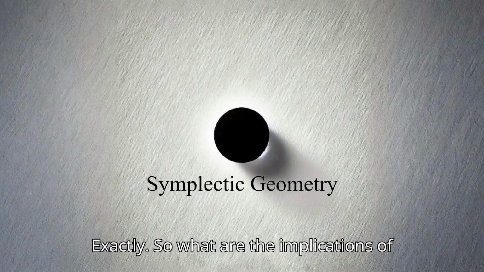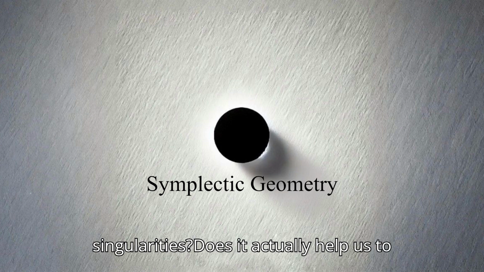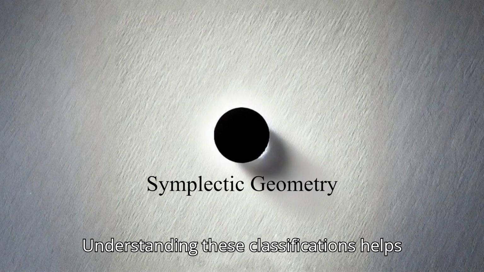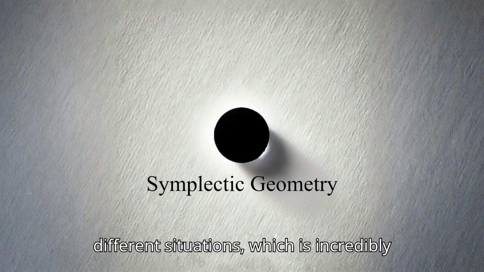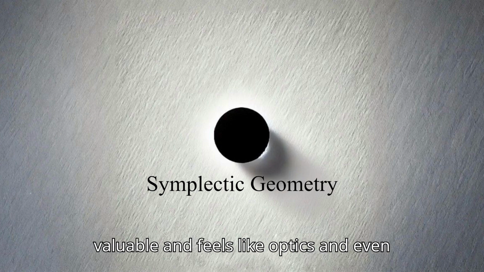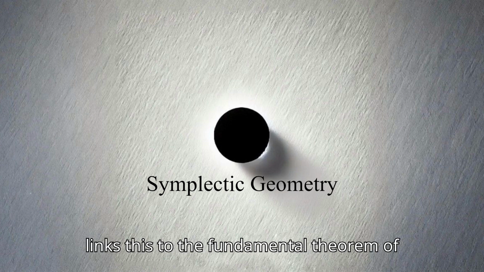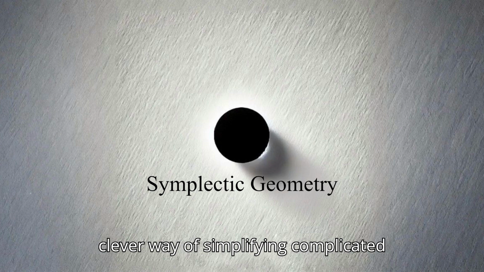Exactly. So what are the implications of being able to classify these singularities? Does it actually help us to understand light better? Absolutely. Understanding these classifications helps us predict how light will behave in different situations. Okay. Which is incredibly valuable and feels like optics. Makes sense. And even astrophysics. The paper even links this to the fundamental theorem of symmetric polynomials. Okay. Which is a really clever way of simplifying complicated equations.